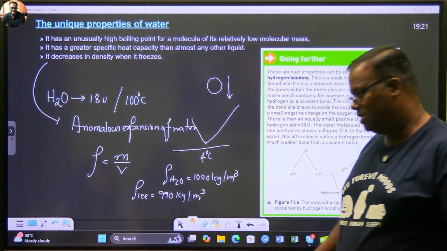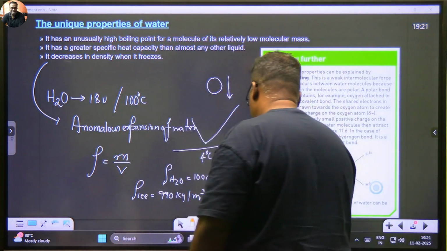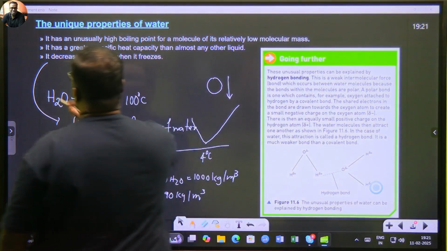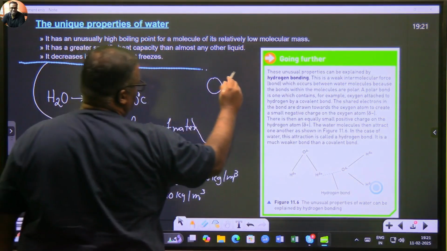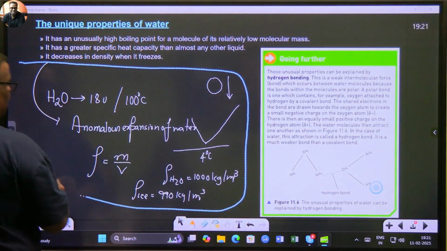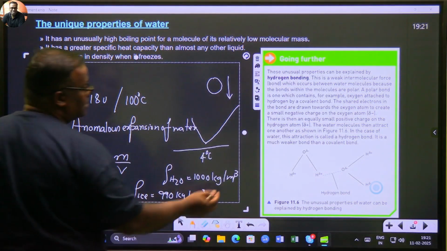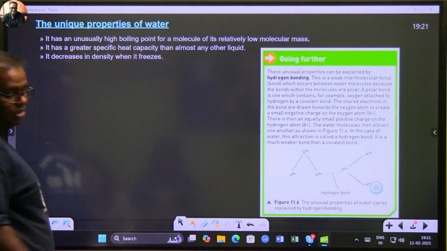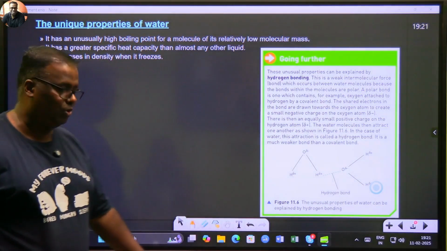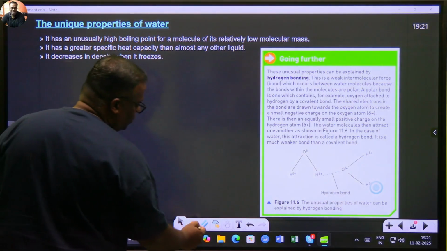Have we understood this? Then another thing I want to cover, although it is written as part of your further reads, but some further reads are very interesting. I'll cover this. That is hydrogen bond. When you go to grade 11, this will be very important. Let's understand what hydrogen bonding is.